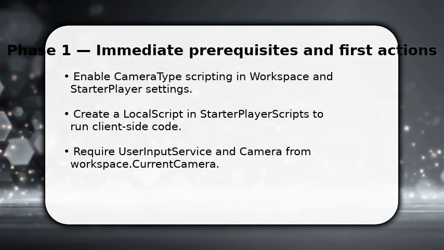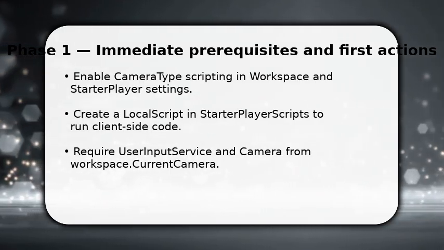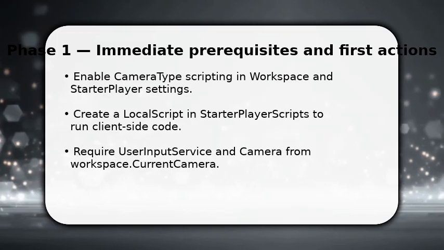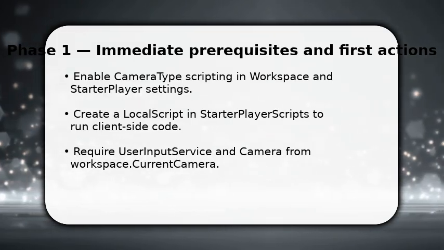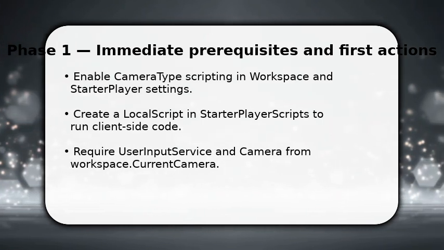Now set CameraType to Scriptable to take full control. Make sure to keep a reference to the default camera type so you can restore it later. This first step gets hands-on control. You'll be able to move and rotate the camera directly from code.